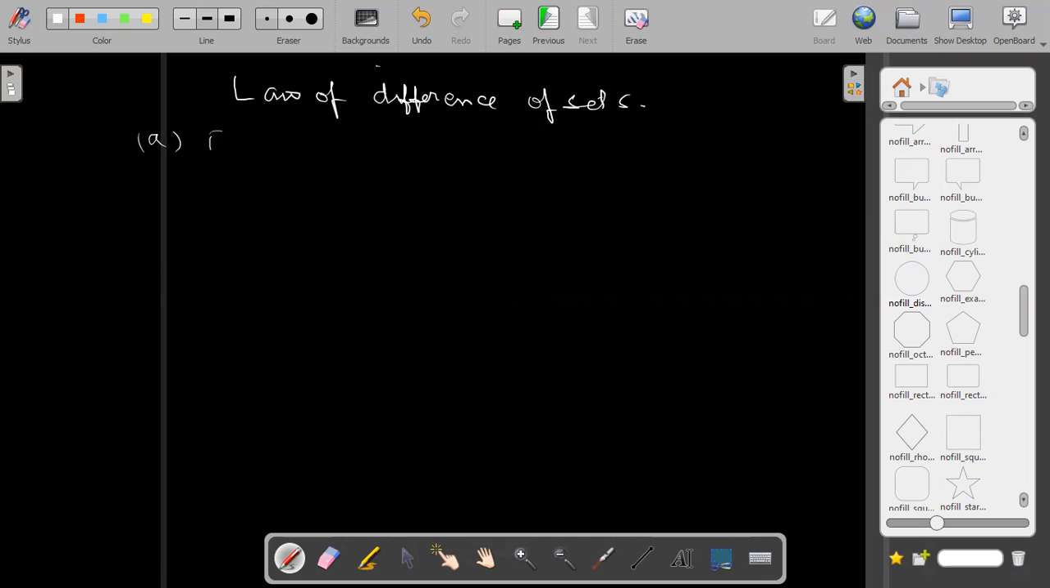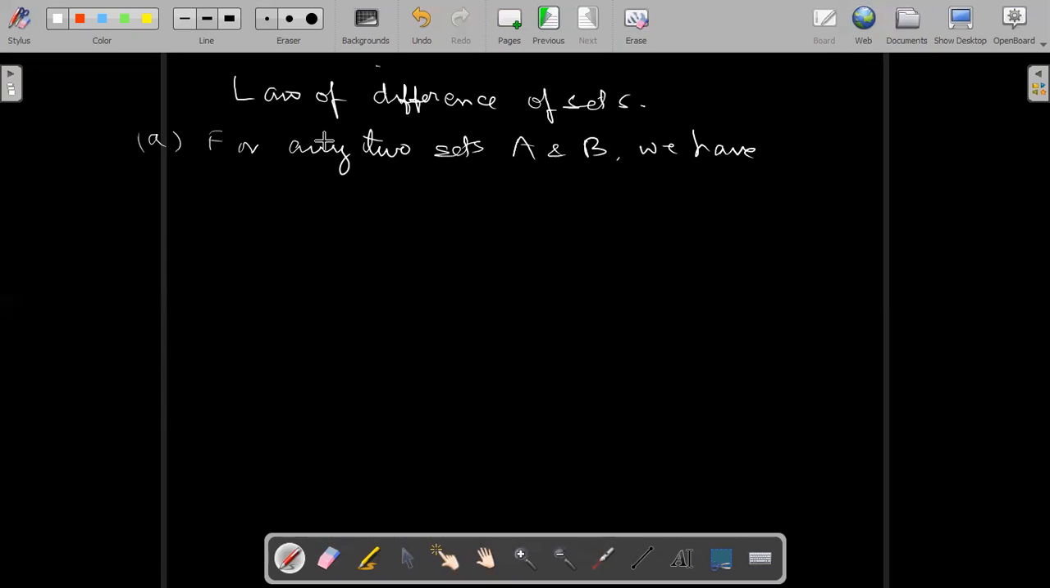So for any two sets A and B, we have, number one, remember it, very important: A minus B is nothing but A intersection B complement.